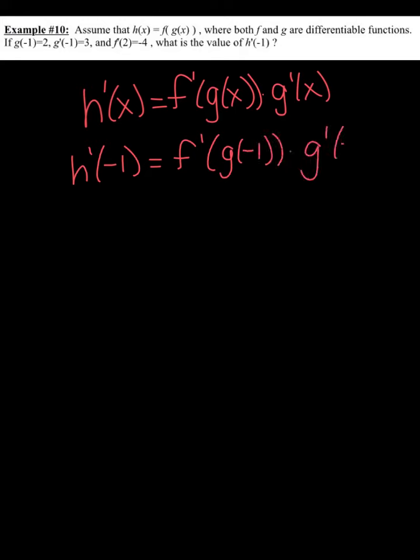So to do this one, we're simply going to write our h prime equation. H prime of x is equal to f prime of g of x times g prime of x. From there, we can start doing some substitutions. We want h prime of negative 1, which is going to equal f prime of g of negative 1 times g prime of negative 1.